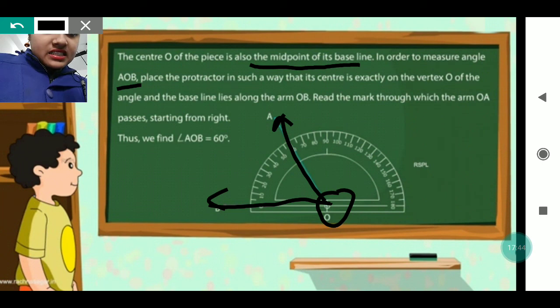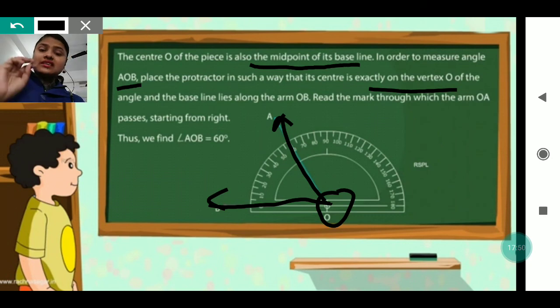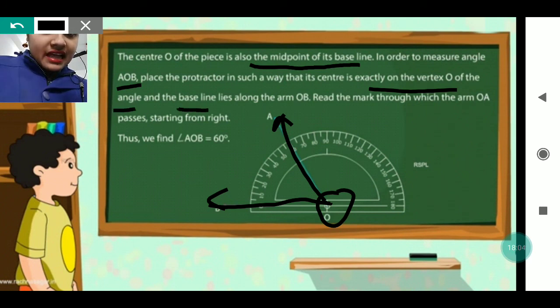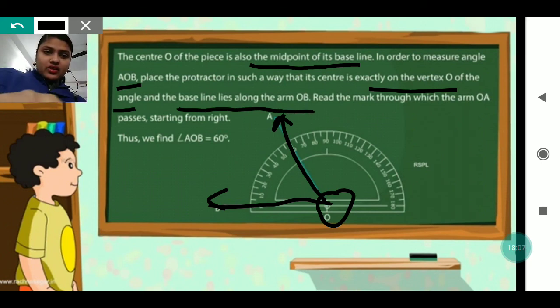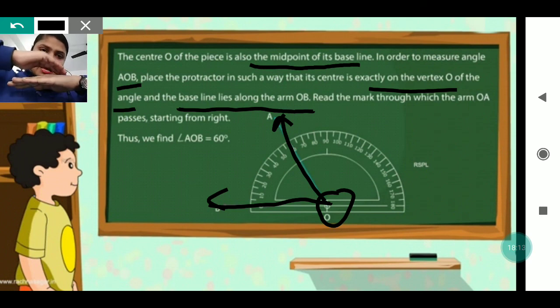Place the protractor in such a way that its center is exactly on the vertex O, at the endpoint of the angle, and the baseline lies along OB. Means you will keep the protractor in such a way that the baseline lies along OB. Here it is O, this side, and on this side B, like this it is drawn.